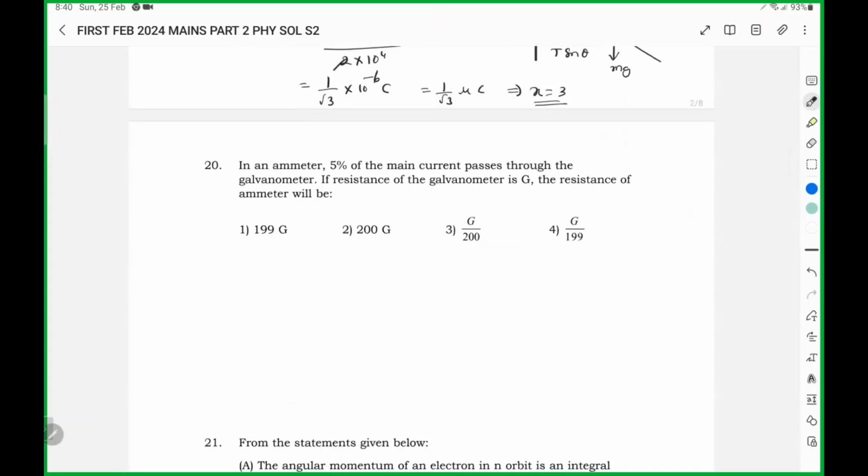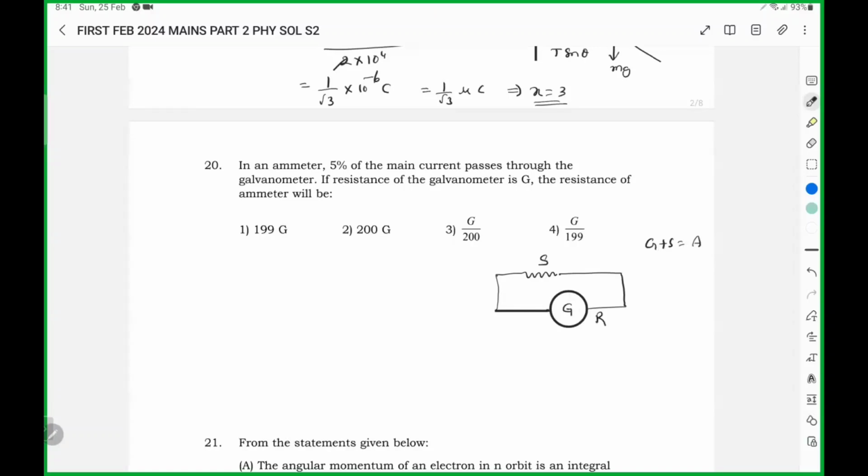Here, in an ammeter, 5% of main current passes through a galvanometer. So, the galvanometer is very sensitive, right? Sensitive to small currents. To measure large currents through a galvanometer, a shunt is connected parallel to it. So now the galvanometer with shunt becomes an ammeter.